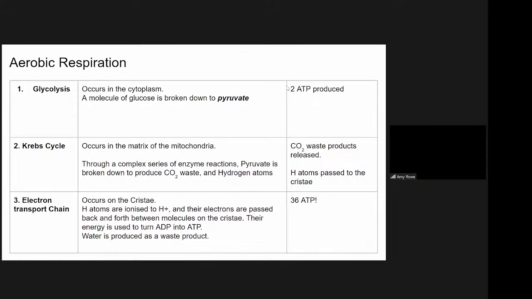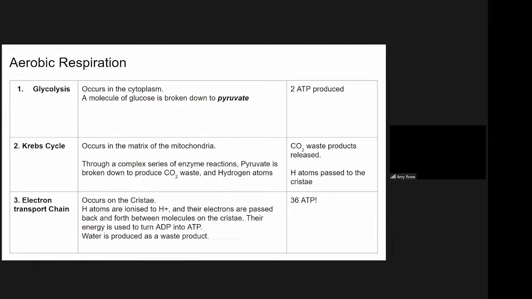So here we are, nice summary diagram. Glycolysis occurs in the cytoplasm. One molecule of glucose is broken down to some pyruvate, and in the process, it produces a couple of ATP. This is important because when you're talking about anaerobic respiration in an animal cell, that's what anaerobic respiration is. It's just glycolysis. So it is the first stage of respiration. Occurs in the cytoplasm, produces 2 ATP.